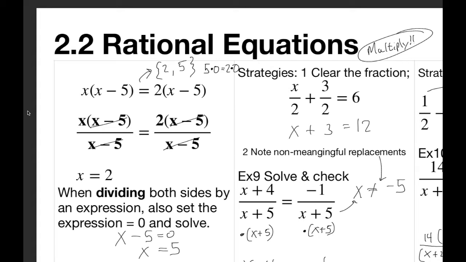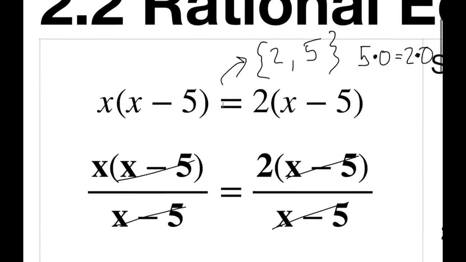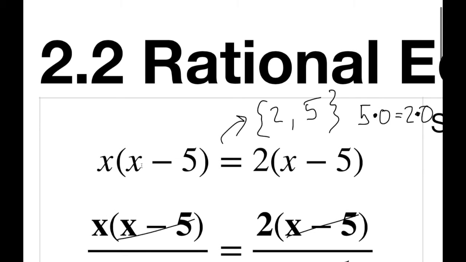Section 2.2, Rational Equations. So I wanted to convince you of a couple things, first of all, before we actually start doing problems. First of all, if you look at this first equation, you have x times x minus 5 equals 2 times x minus 5. I just want to note right off the bat that there are two different numbers that you can just look at and see are solutions without even solving. If you substitute the value of 2 for x, you get 2 times 2 minus 5 equals 2 times 2 minus 5. We can see that's going to be the same thing. So 2 is a solution.